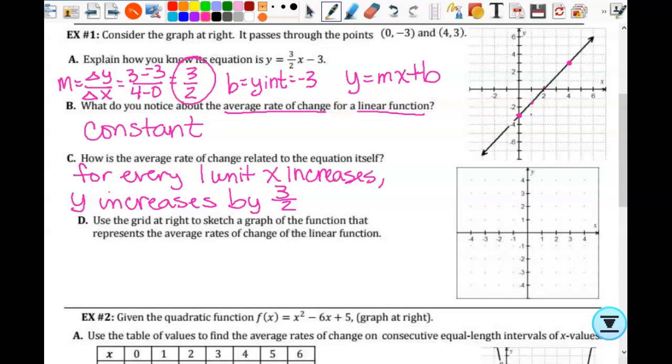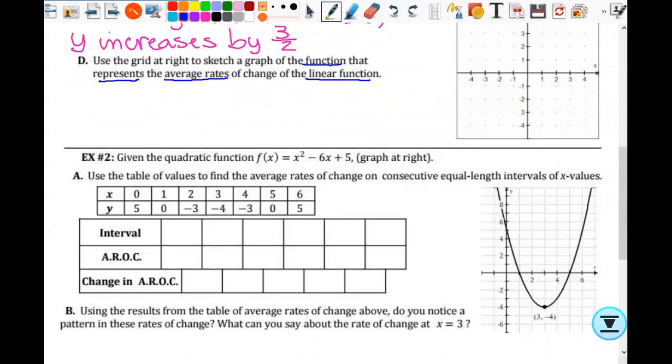So then it says, use the grid at the right to sketch a graph of the function that represents the average rate of change of the linear function. So we're going to graph a function that represents the average rate of change. Well, we know what the average rate of change is, right? Your average rate of change is equal to delta y over delta x, which is 3/2. I need my graph to represent that no matter what the x value is, the average rate of change is 3/2. So I can make an equation that says y equals 3/2.